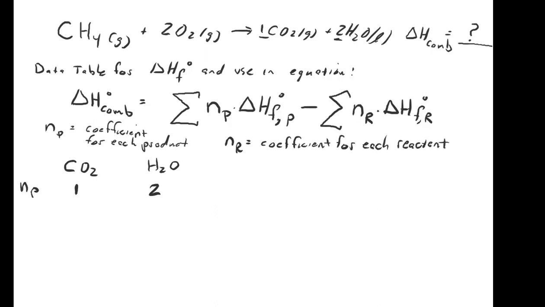So the reactants are, let me do this over here, CH4 and O2. So N sub R would be 1 and 2. Okay, so that's those numbers right there. That's these N sub P and N sub R right there. The delta H's, you look those up in a table. You just go to a table and look them up.